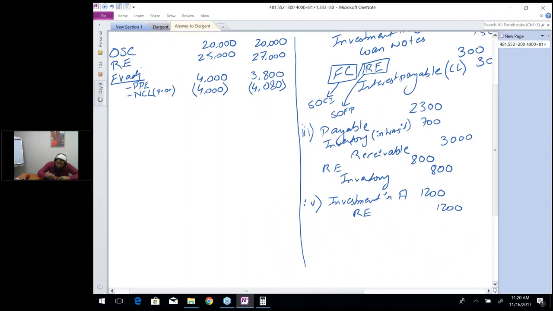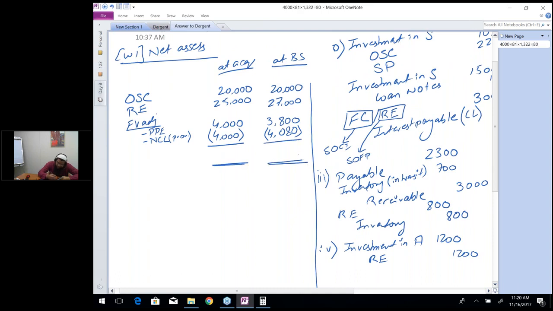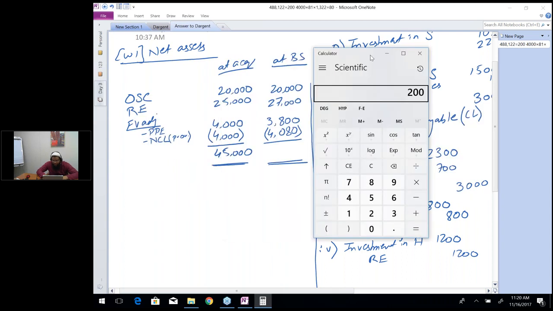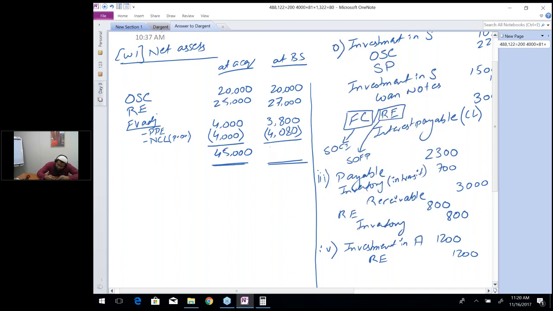What will I do now? I'm going to close my working number 1. So the net assets at acquisition would become a total of $45,000. And the net assets at the balance sheet date would become 20,000 plus 27,000 plus 3,800 minus 4,080. So this is going to be 46,720. So the net assets at the balance sheet date are 46,720.